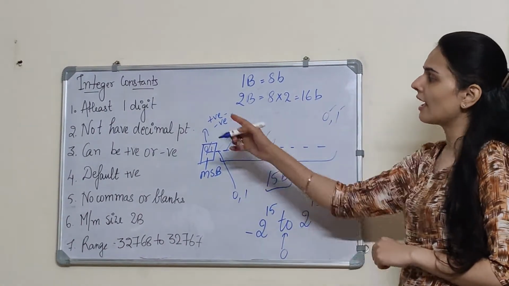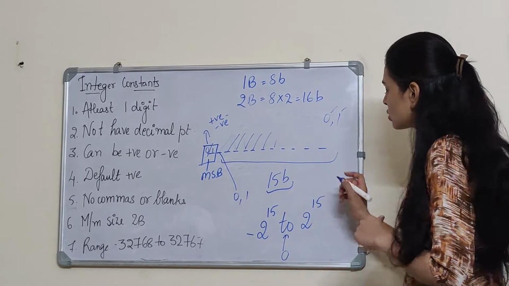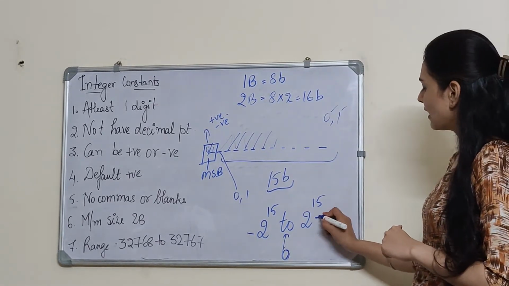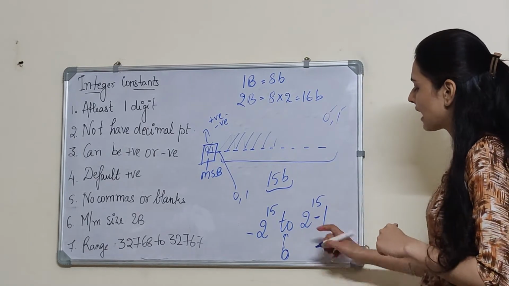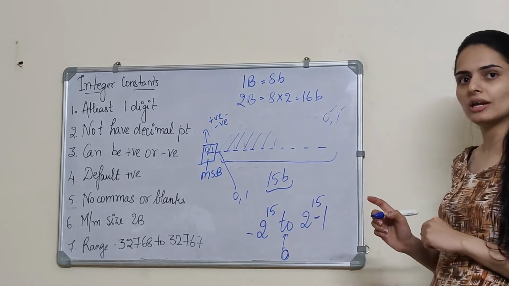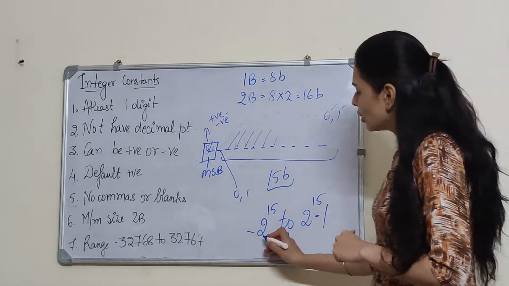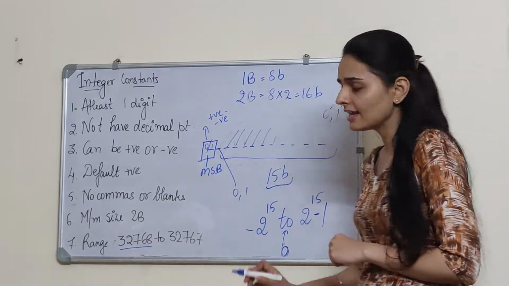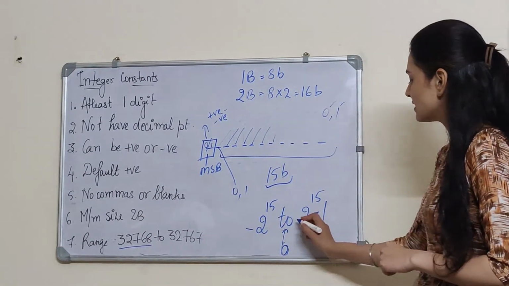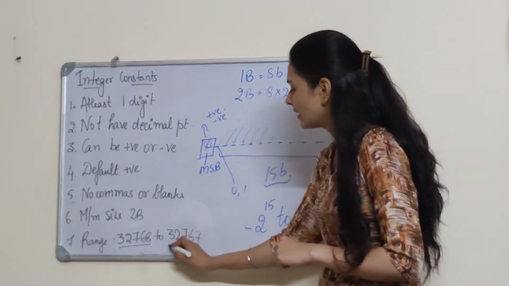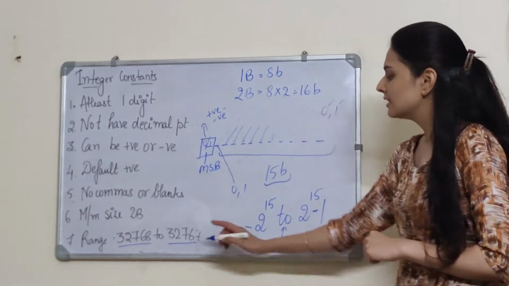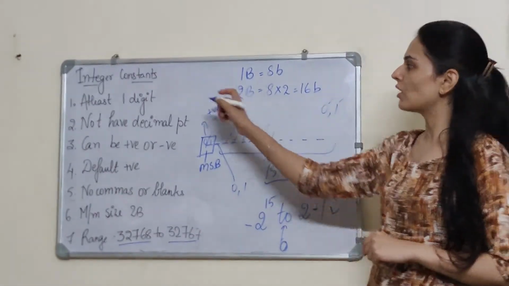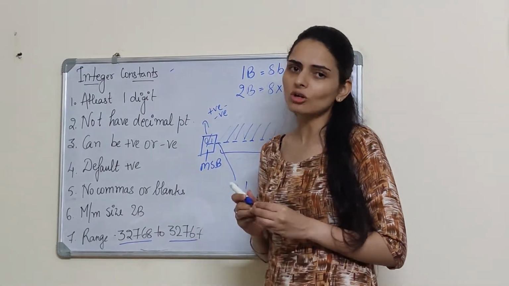That 0 is again an integer constant. So we need to subtract this 0 location from the positive side. We'll have to subtract it. 2 to the power 15, we'll have to write it as minus 1. So 2 to the power 15 is actually 32768, and it goes till 32768 minus 1. So the upper range of value with integer is 32767. So this is how we find out what is the range of our integer constants.